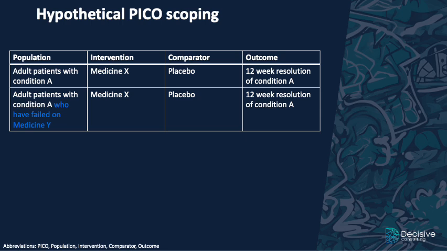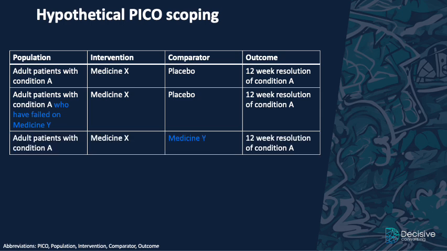And if you're aware that this is going to happen, it could be that you enrich your pivotal studies with patients who have failed medicine Y so that you can answer this PICO with your pivotal data, or at least a sub-analysis of your pivotal data. However, in clinical practice, it may be that medicine Y is more of an appropriate comparator than just placebo. So you're then up to 3 PICOs.